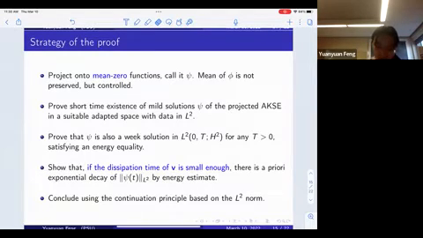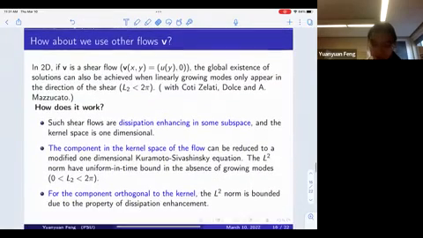And then we show that if the dissipation time of V is small enough, there is an a priori exponential energy decay of the L2 norm of psi by energy estimate. Then we conclude using the continuation principle based on the L2 norm, and we can have global existence. Okay, this is the result.